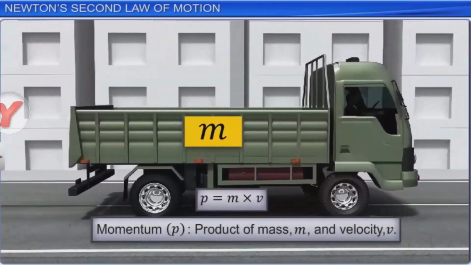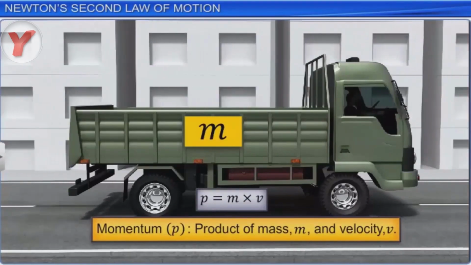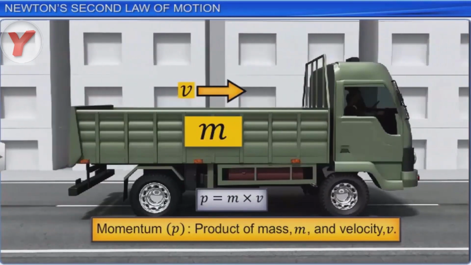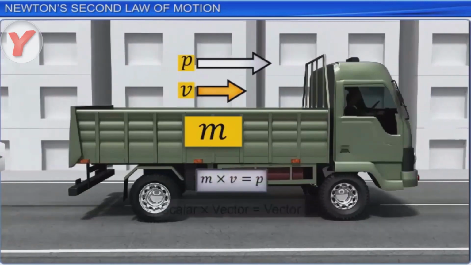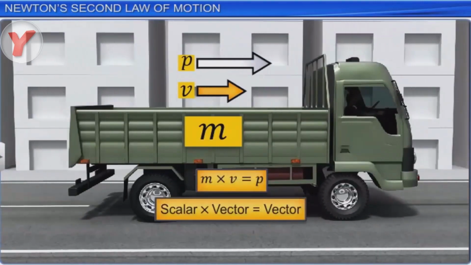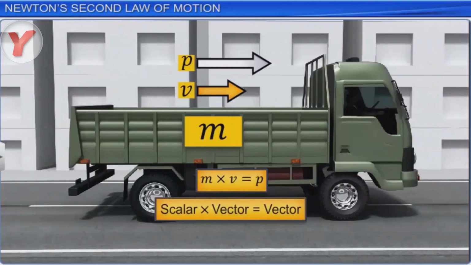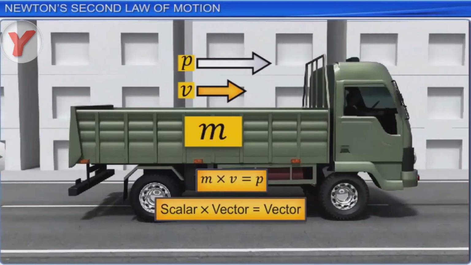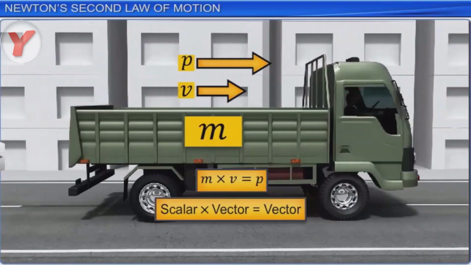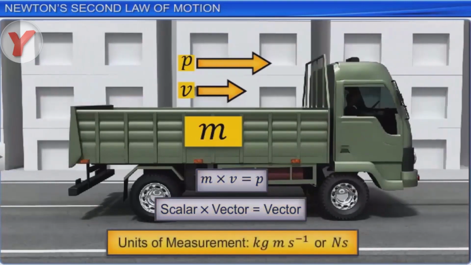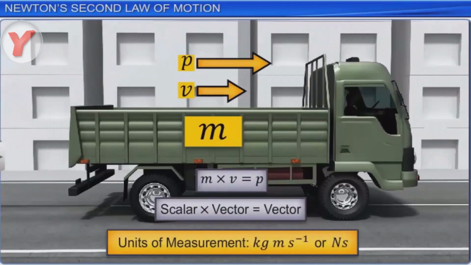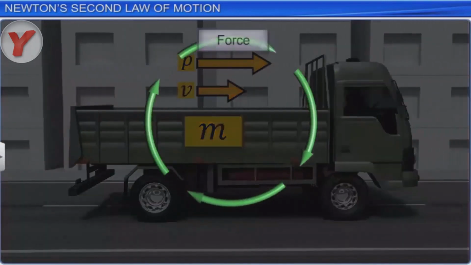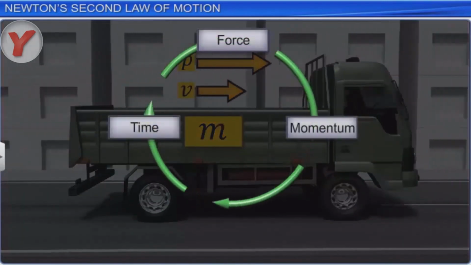Momentum of a body is defined as the product of its mass m and velocity v. Momentum is denoted by P. Since mass m is a scalar and velocity v is a vector, their product, momentum p, is a vector. In the SI system, momentum is measured in kilogram meter per second or Newton second. Force, momentum and time are interrelated.